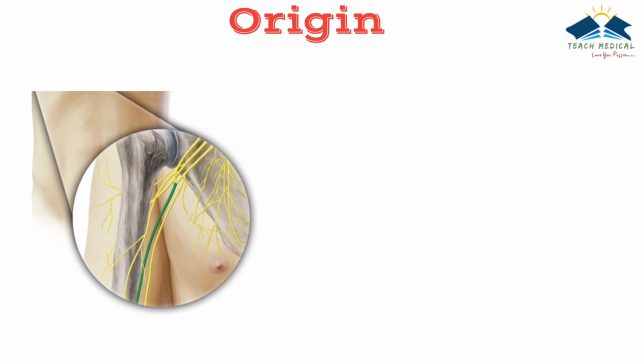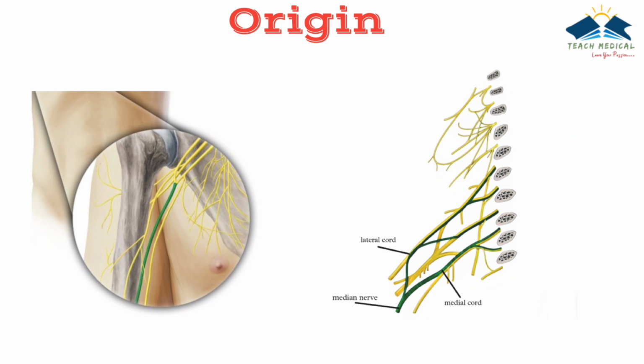Origin of the median nerve. The median nerve arises in the axillary region, and it is formed by the unification of the medial and lateral cords of the brachial plexus. It contains fibers from roots of spinal nerve C5 to T1.